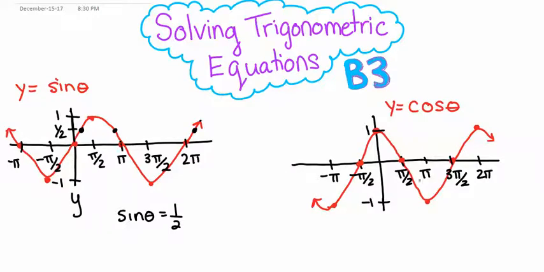And this is the cosine graph, so same thing. If we wanted to look at, hey, when does cos equal a half? It equals a half here, here, here, and it can keep going.